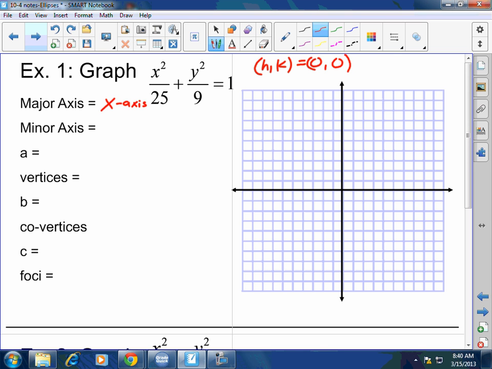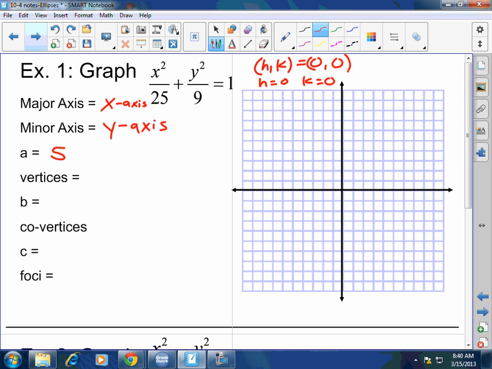So just go ahead and label that, guys. H equals 0, K equals 0. Life is a lot easier with these things when you label. So then my minor axis has to be the y-axis. Is everyone with me so far? Okay. If 25 is a squared, what's the value of a, my friends? Okay, 5.